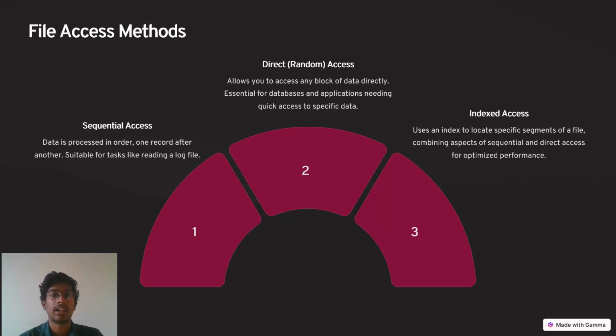File access methods. There are three: sequential access, direct access, indexed access. In sequential access, data is processed in order, one record after another, suitable for tasks like reading log files. Direct access allows you to access any block of data directly, essential for databases and applications that need quick access to specific data. Indexed access: users can use an index to locate specific segments of a file, combining aspects of sequential and direct access for optimized performance.